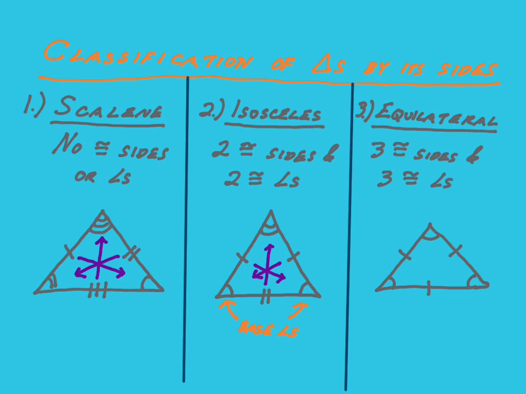So scalene, no congruent sides or angles. Isosceles, two congruent sides and two congruent angles. Equilateral, three congruent sides and three congruent angles. Now, I'm going to go back to the isosceles triangle for a moment.